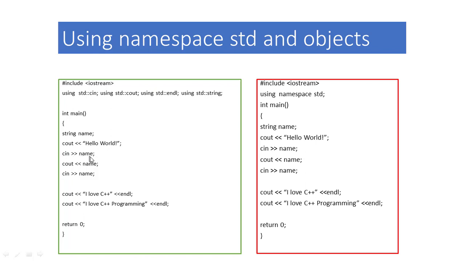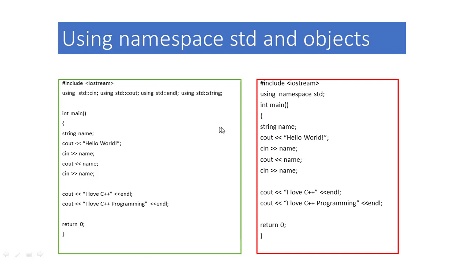Cout, hello world, cin name, cout name. Cout, I love C++, endline. Cout, I love C++ programming, endline. So we don't have any problem here because we declared it right here at the top. Why? On this one, we can use any of the objects inside the standard namespace because we have included it here. So we don't need to specifically select these ones. Any of them will work because they are all part of the namespace standard.